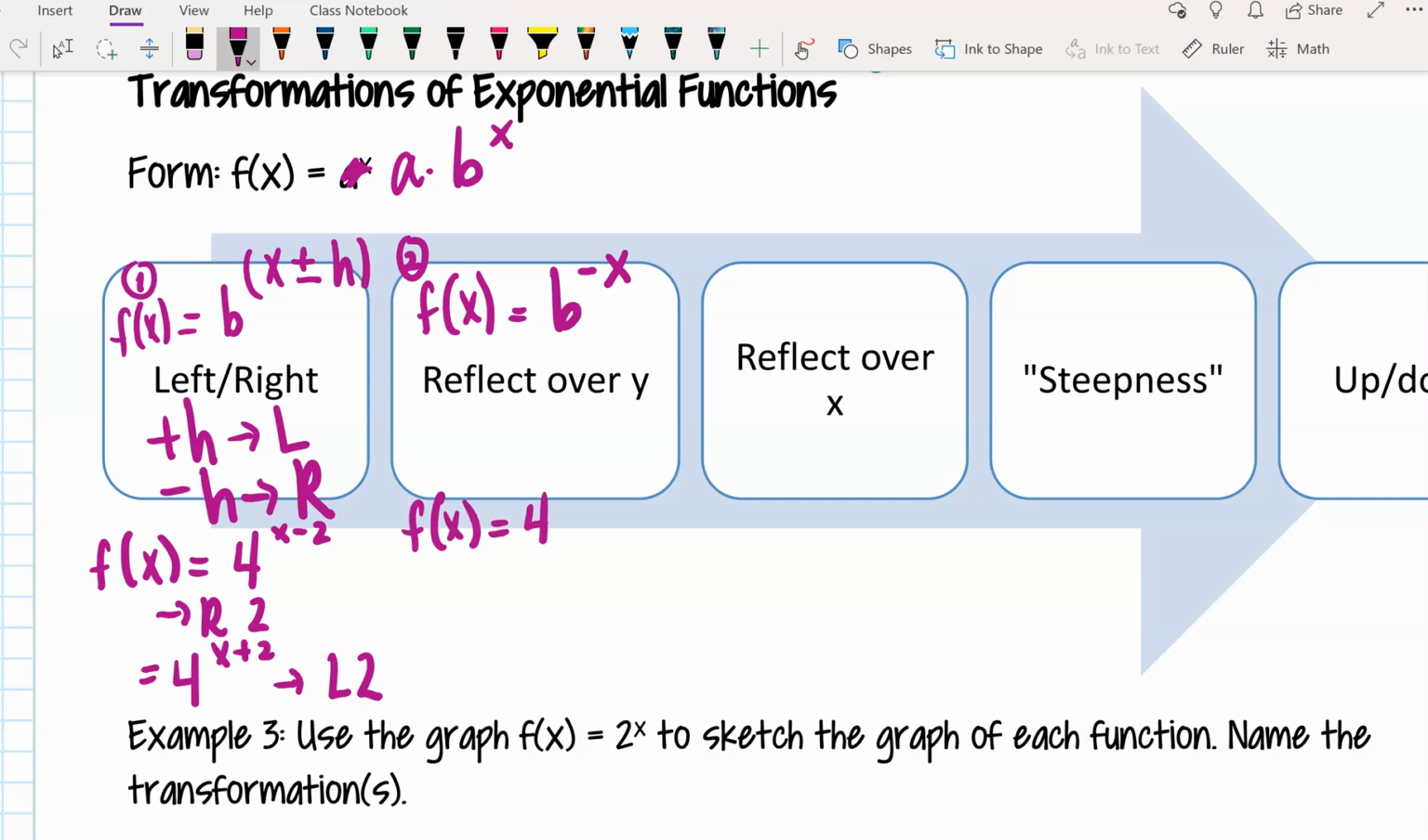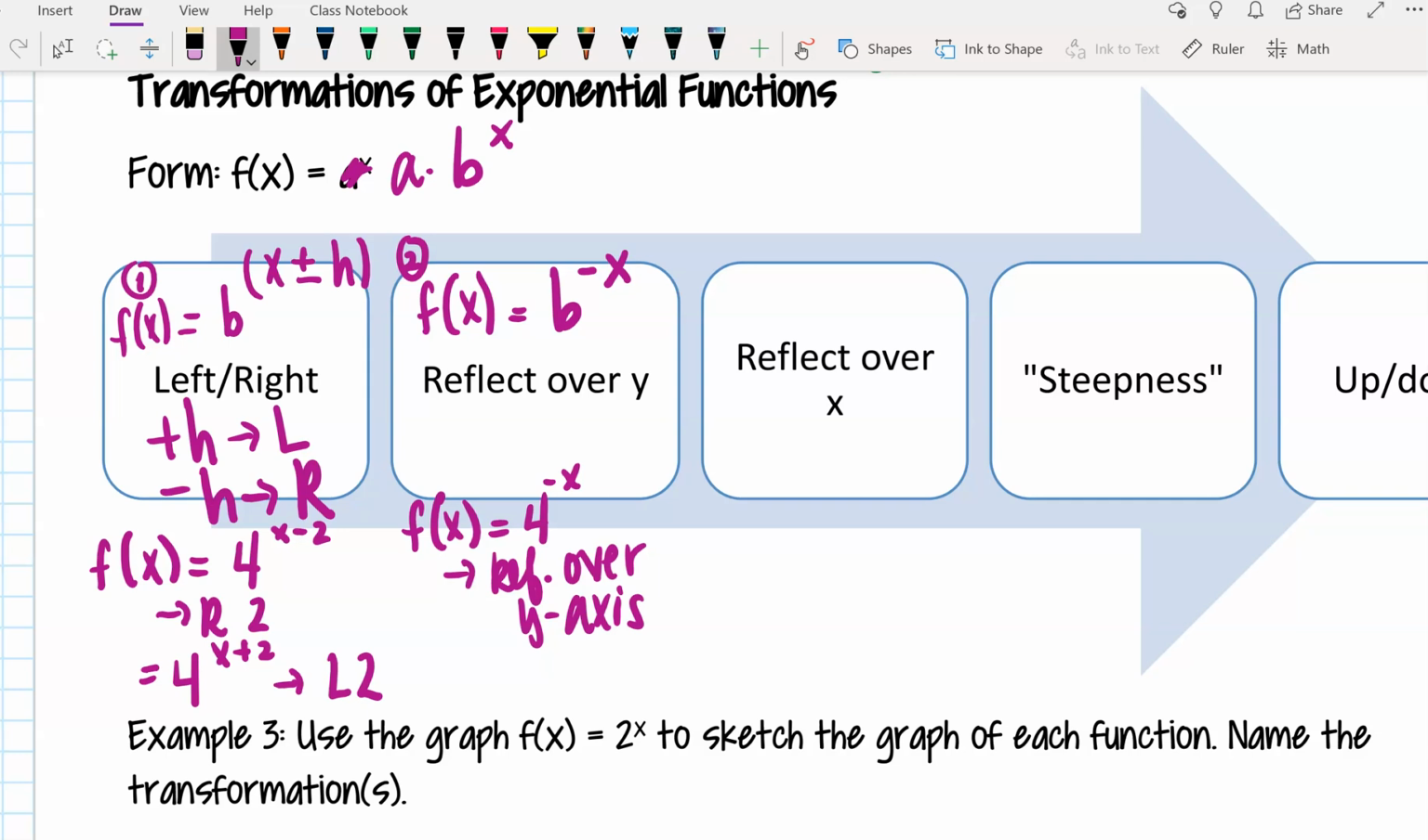So if I have 4 to the negative x, just like that, that means I have a reflection over your y, okay? So let me write that a little bit nicer. So reflection over y-axis, okay?